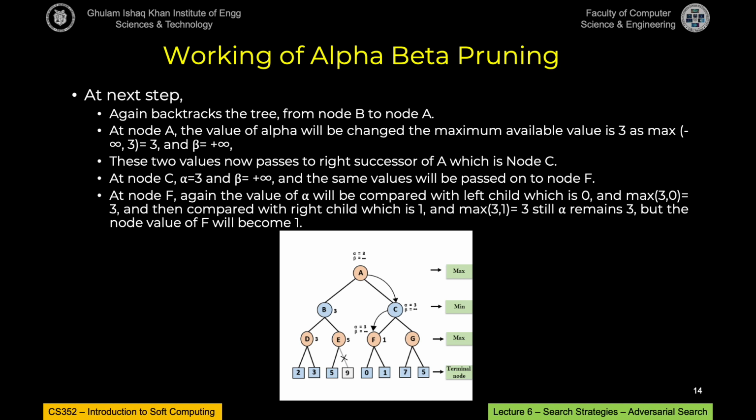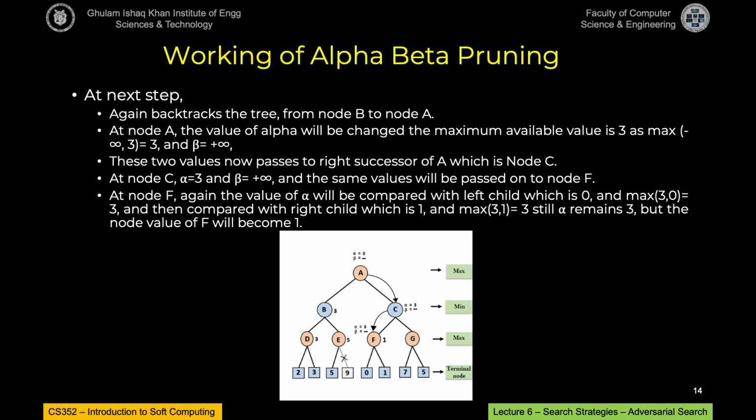Okay, continuing with the next step, the algorithm backtracks the tree from node B to node A. At node A, the value of alpha will be changed to the maximum available value, which is 3. Since it is max's turn, we compare alpha, which is minus infinity, with the value at B, which is 3. The maximum is 3, so alpha now becomes 3, and beta is still infinity.